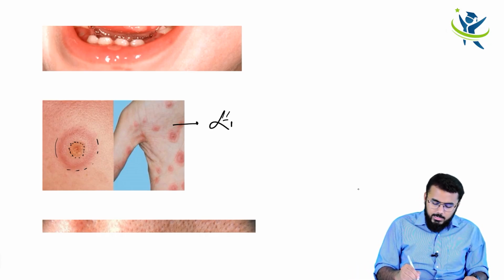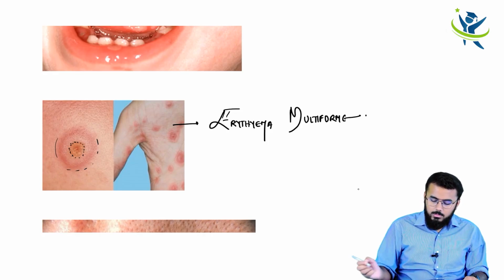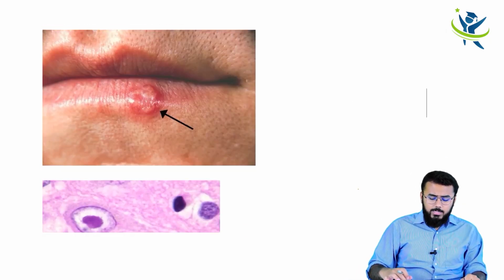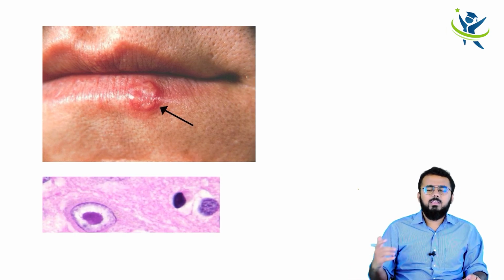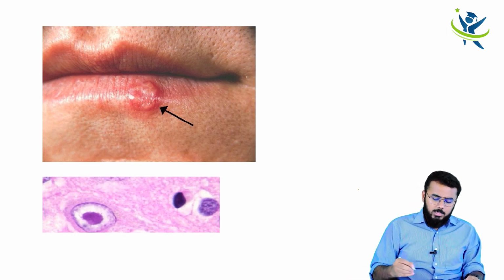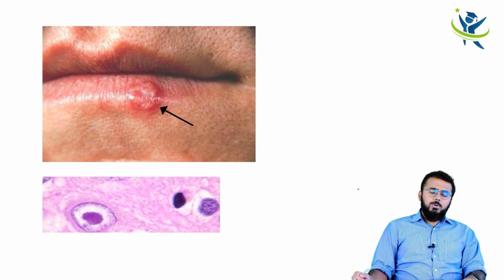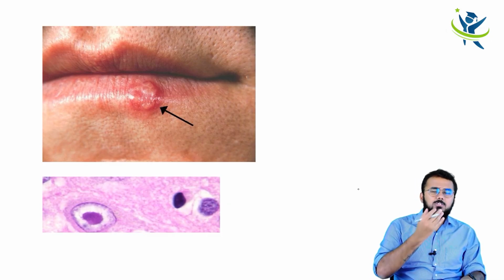So this is what? This is erythema multiforme. Okay. Now, another important thing is that, as I told you, skin is infected leading to erythema multiforme, right? Even the lips are also affected. So when the lips are affected, obviously, because the main transmission is through mouth, right?